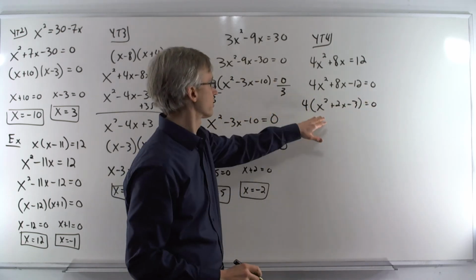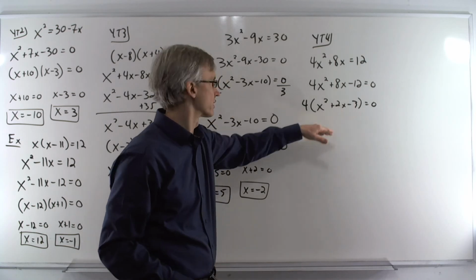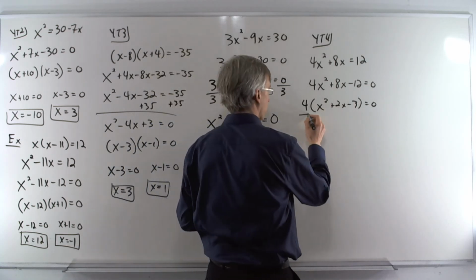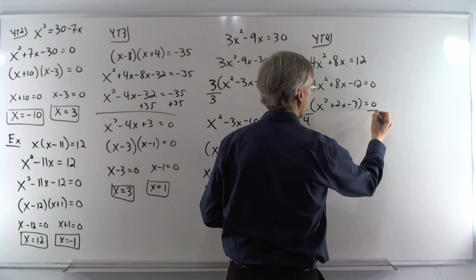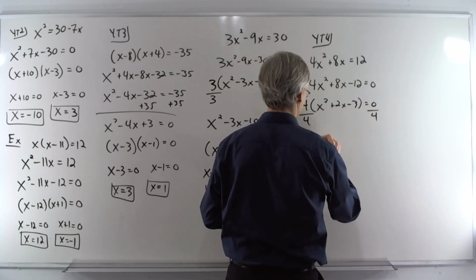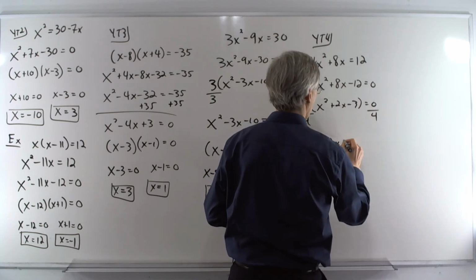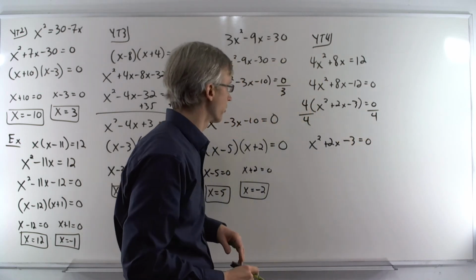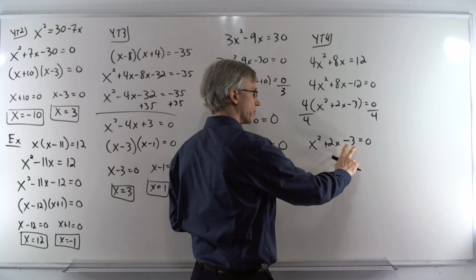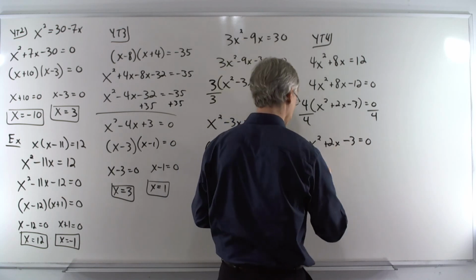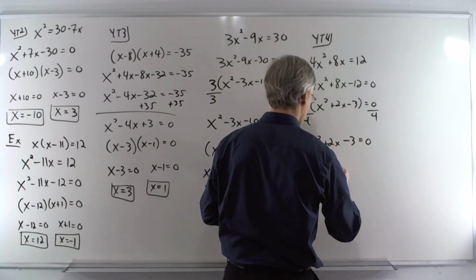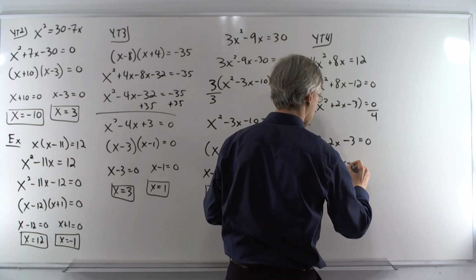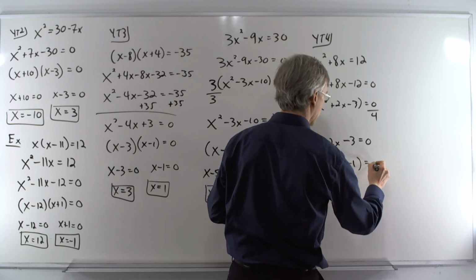Now we've got a much easier thing to factor here inside the parentheses. So I'm going to get rid of the 4. So we got x squared plus 2x minus 3 equals 0. Now we'll factor this. So we need two numbers to multiply to get negative 3 and add to get 2. So that'll be x plus 3, x minus 1.